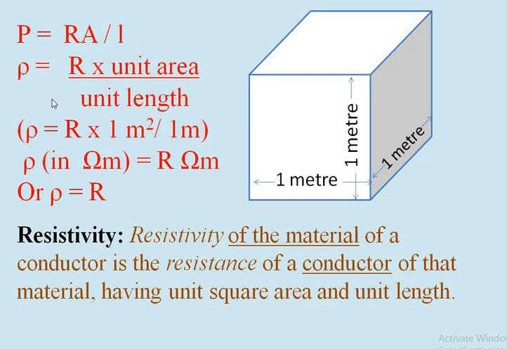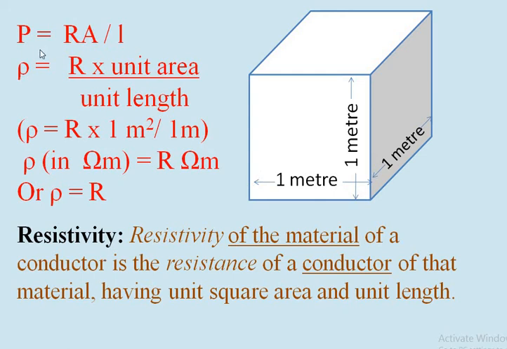It's a little typical to define resistivity. Therefore, I have made it a little easy by taking a conductor. Normally you see conductors with circular cross section area, but here we have taken a square. So here is a cube of length 1 meter, breadth 1 meter and height 1 meter. Or we can say we have a conductor of 1 meter square area and 1 meter length.